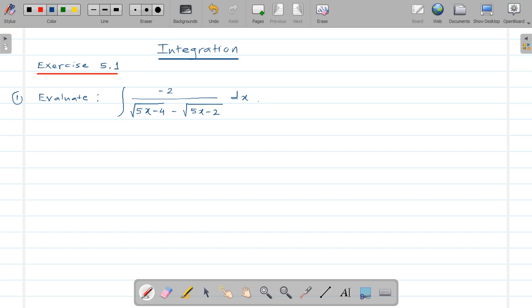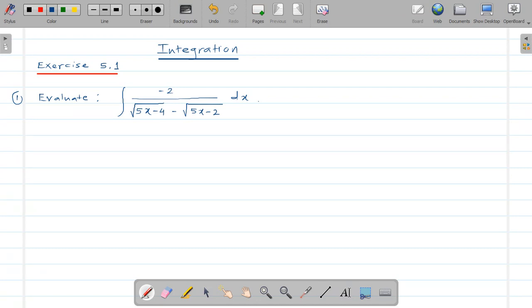Dear students, today we will solve some examples from the topic integration and from the exercise number 5.1. See the first example. Evaluate the integration of minus 2 upon root of 5x minus 4 minus root of 5x minus 2 with respect to x.